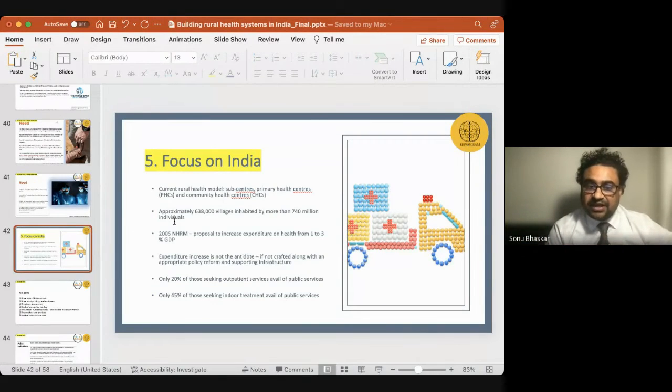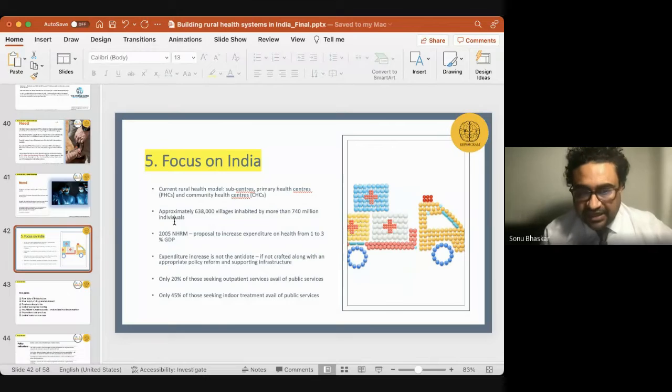Across the Indian subcontinent, we've got 638,000 villages, which inhabit more than 740 million people. That's close to 1 billion population. And I think Dr. Soni indicated the NRHM program. There was a policy promise by the government that they're going to increase the expenditure from 1 to 3% of GDP. Of course, we have to follow through on how much of that expenditure will be made.